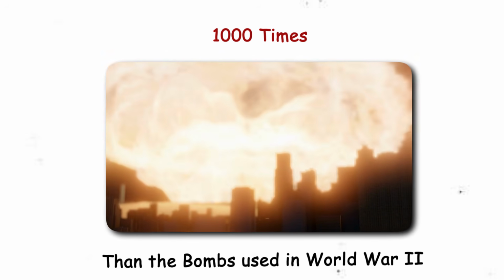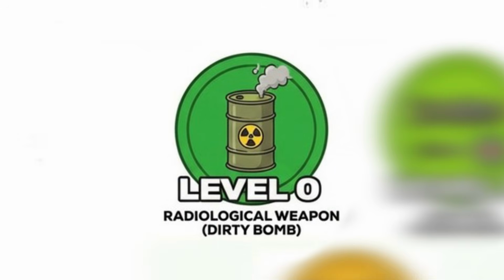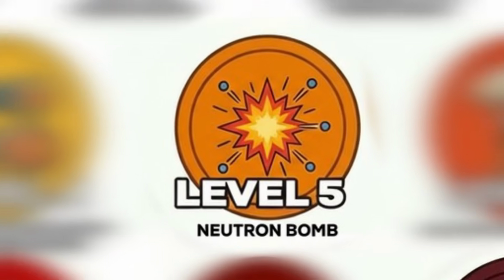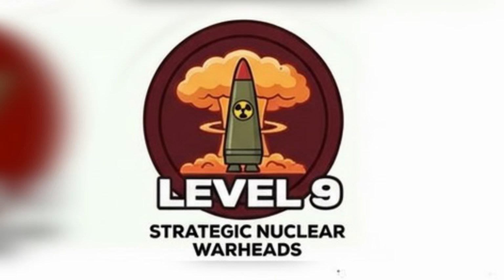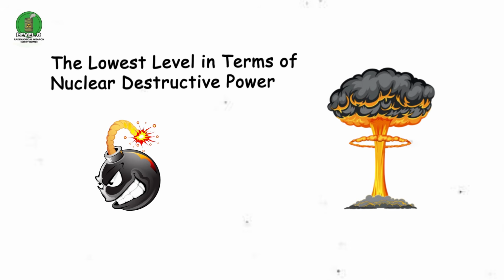in World War II. To understand how these weapons evolved, it helps to look at them step by step, from the simplest and least powerful designs to the far more complex weapons that came later. Level 0. Radiological weapon, dirty bomb. The lowest level in terms of nuclear destructive power is something often called a dirty bomb.